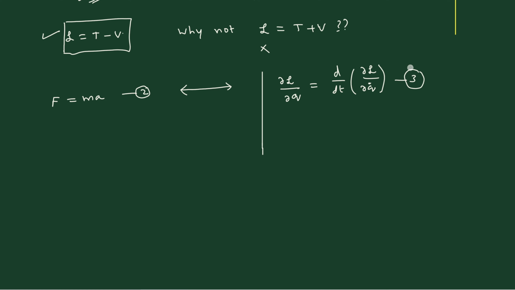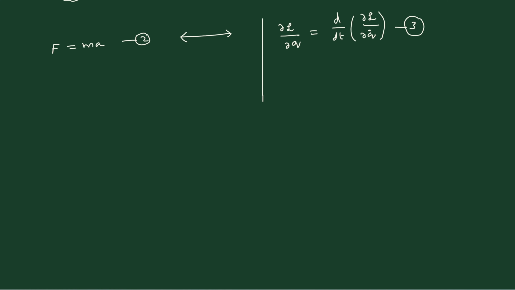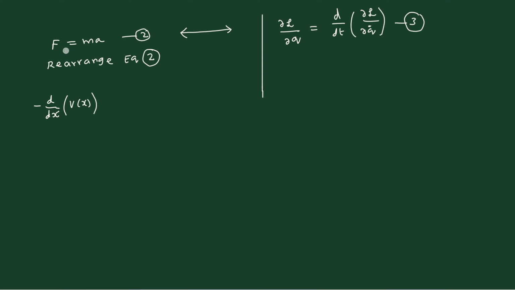Equation 2 and equation 3 do not appear the same. There is no identical appearance. So now the question is, can you do some kind of rearrangement? Then that is your F, equal to mass times the acceleration, which is nothing but the time derivative of x dot. Now we are going to deal with one dimension.